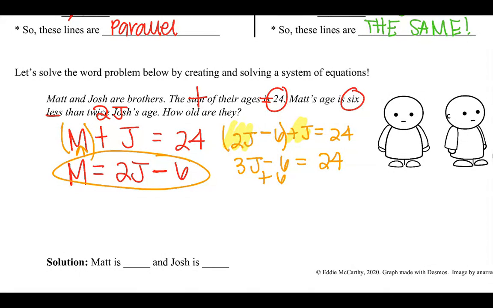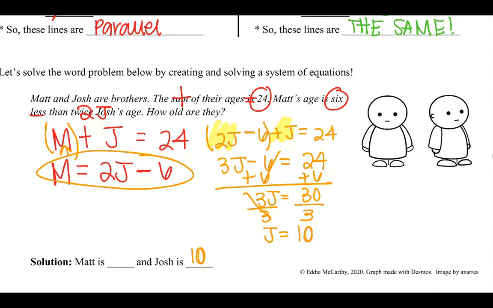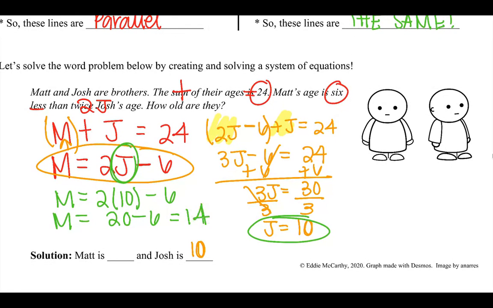So I'm going to add 6. I'm going to do the inverse, and I've got 3j equals 30. Divide everything by 3, and I've got j equals 10. So I know Josh is 10 years old. Now I've got to solve for Matt, which will be super easy to do because I already have what j equals, so I'm just going to plug in j here. So m will equal 2 times j, which I said was 10, minus 6. So I've got 2 times 10 is 20, minus 6 is 14. So Matt is 14 years old.